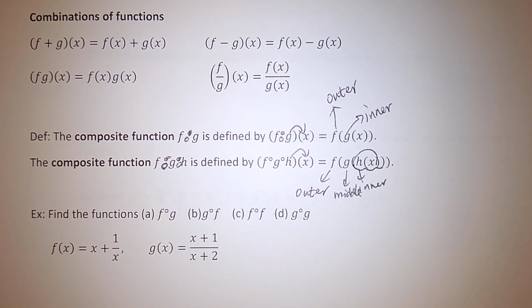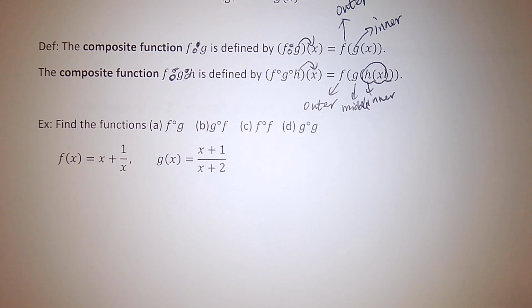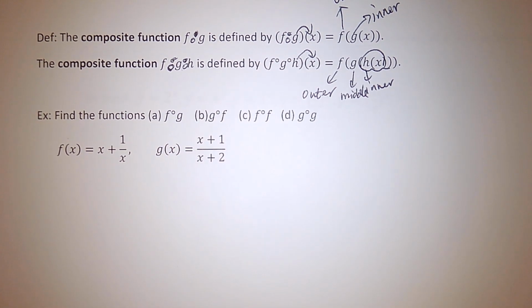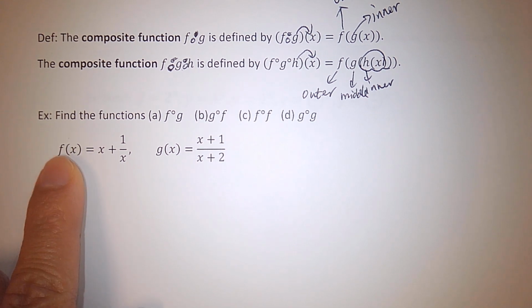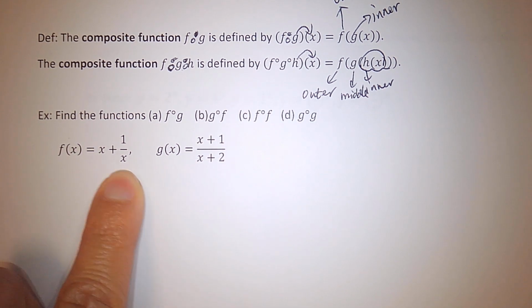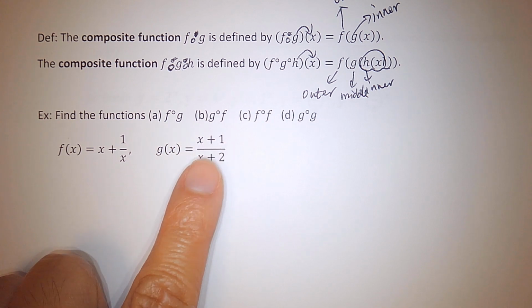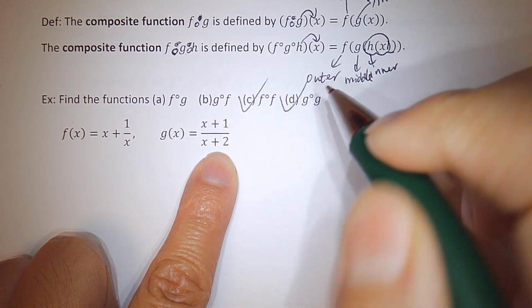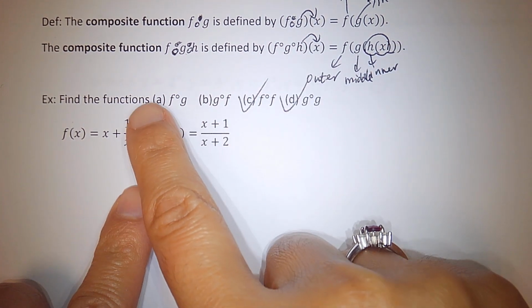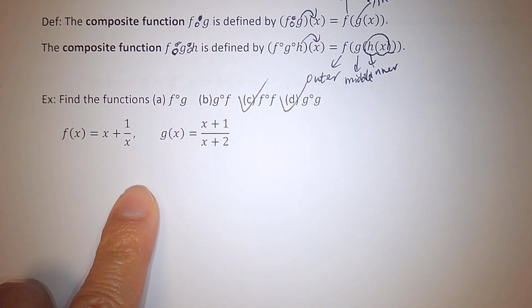All right, guys, now let's practice. Find the composite functions. Yeah, well, it looks ugly, okay? f of x is defined like this. g of x is defined by (x plus 1) over (x plus 2), okay? All right, I'm going to lead you to do two of them, C and D, together, and I will give you time to do A and B by yourself in group, okay?